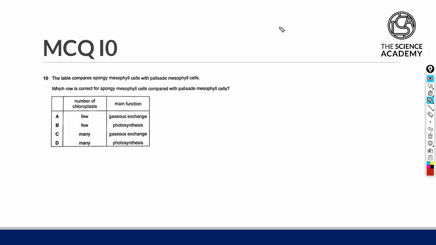Question 10. The table compares spongy mesophyll cells with palisade mesophyll cells. Which row is correct for spongy mesophyll cells compared with the palisade mesophyll cell? So the spongy mesophyll cells and the palisade mesophyll cells, we do see them in the leaf. So let's do a recap on the cross-section of the structure of a leaf.